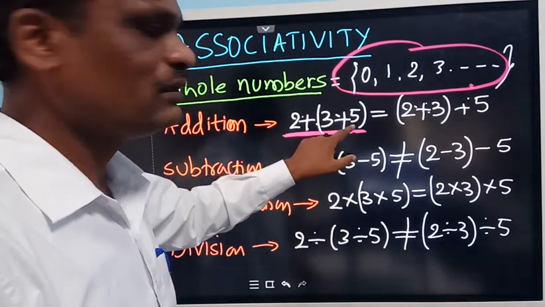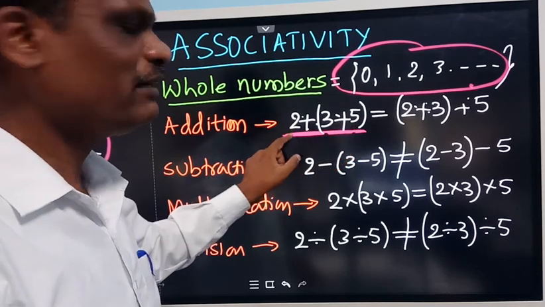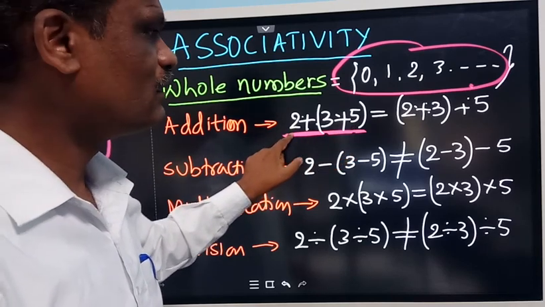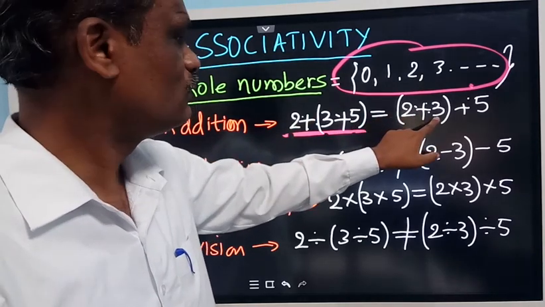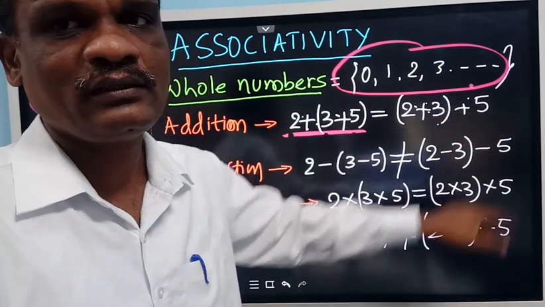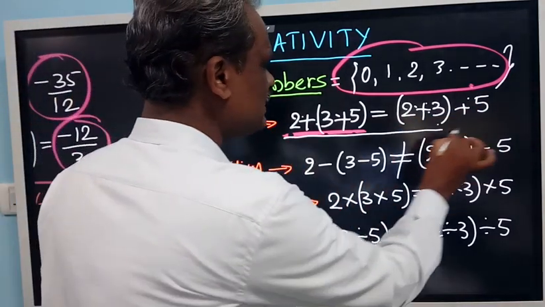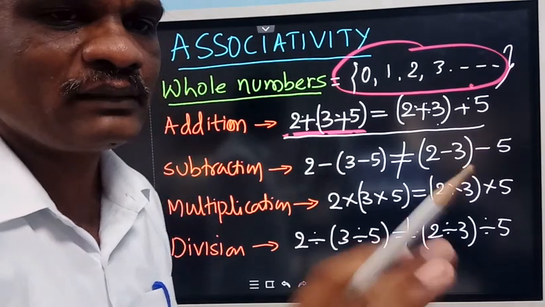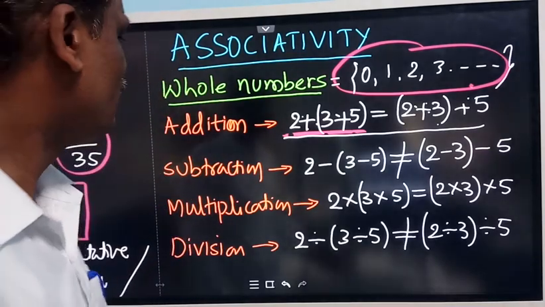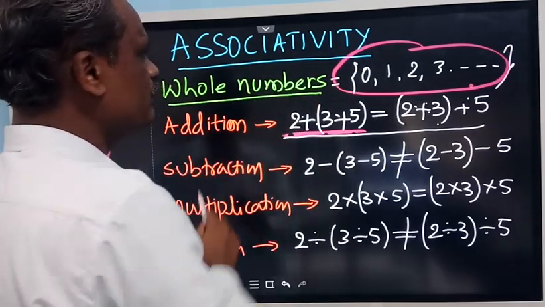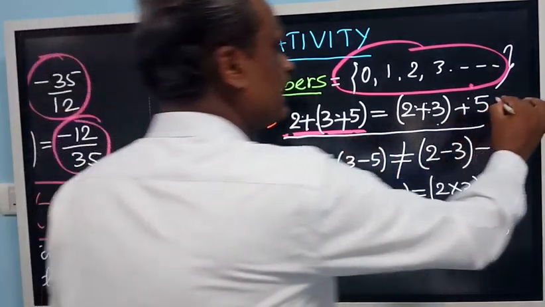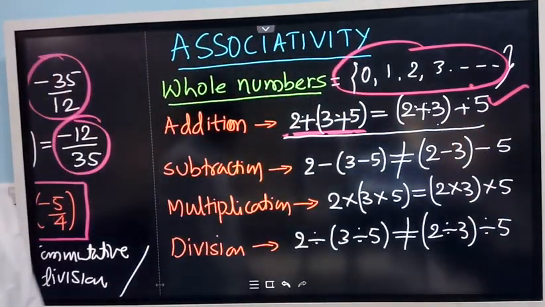So 3 plus 5, 8. 8 plus 2, 10. Come to this one. 3 plus 2, 5. 5 plus 5, 10. Group the whole numbers in different ways and add them, the sum remains same. So therefore, whole numbers are associative under addition.